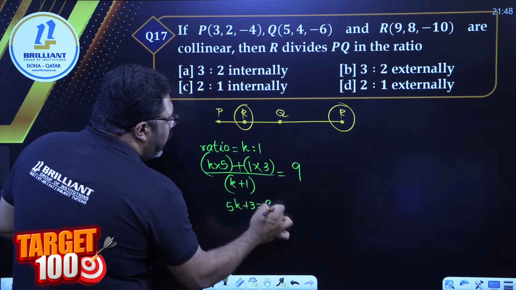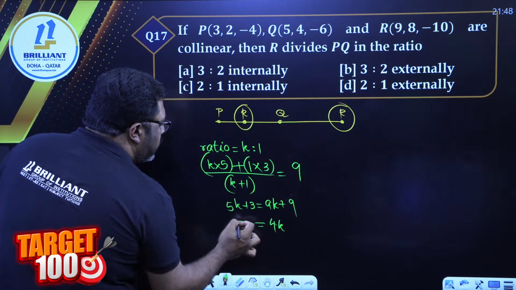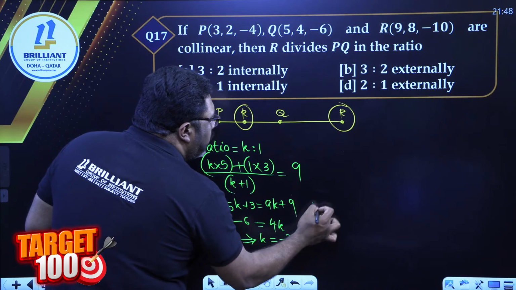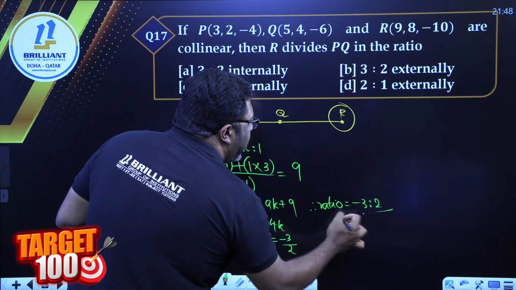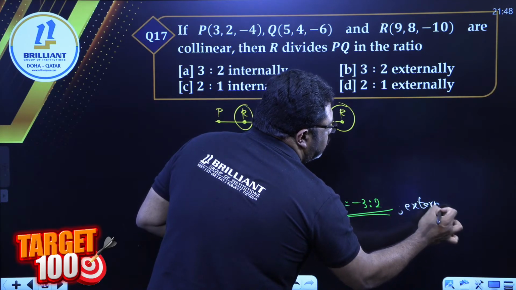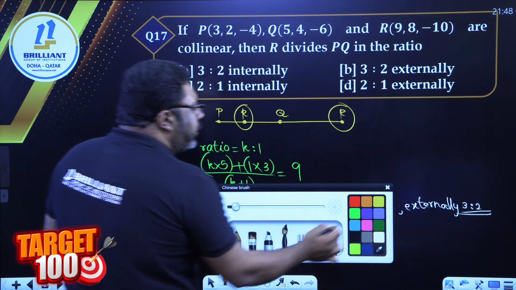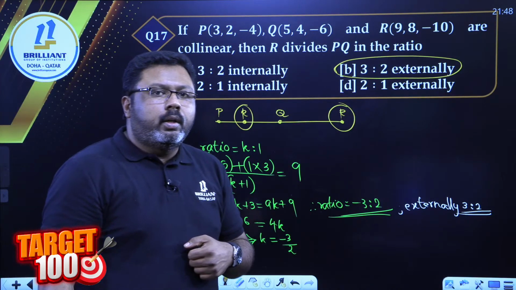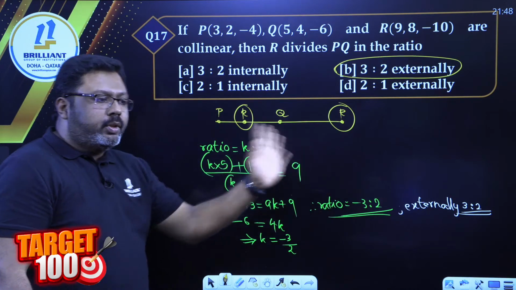5K plus 3 equal to 9K plus 9. So 4K is equal to minus 6. That implies K is equal to negative 3 by 2. Therefore, the ratio is negative. Normally, if you get a ratio like this as negative, you can simply conclude that it's external. That's why you're getting negative. So externally, 3:2. Option B. If the ratio was positive, you could have said internally. Very simple idea. Externally means the answer will come as negative.